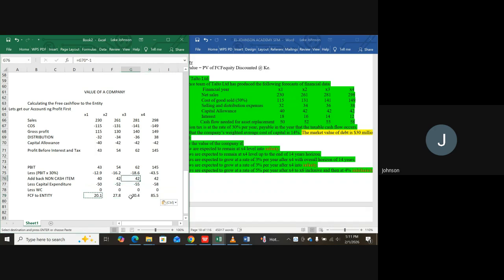So let's compare our cash flow. Did we get this well? It's like there's something wrong with our computation. There's something I didn't do. Capital allowance is 40, 42, another 42, another 42. What is wrong with my computation?